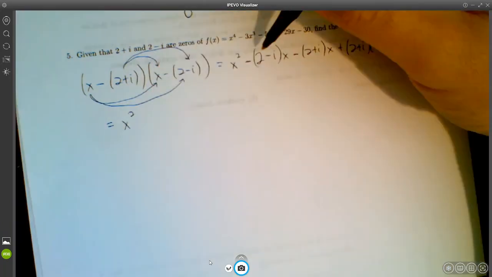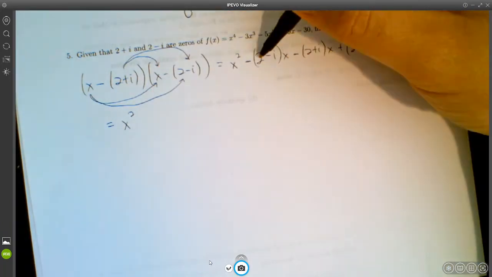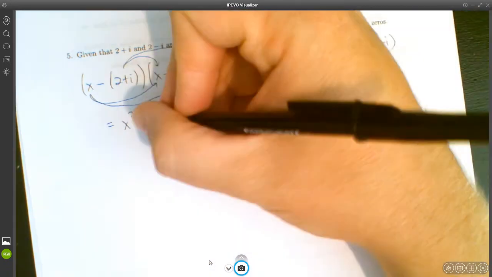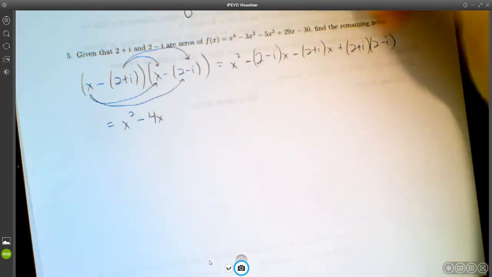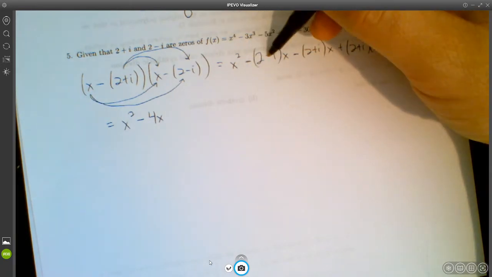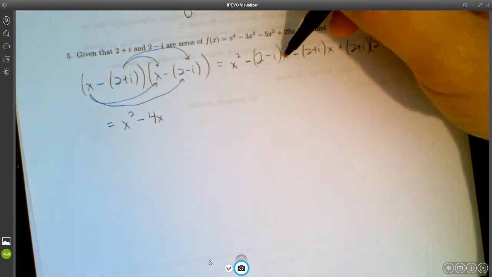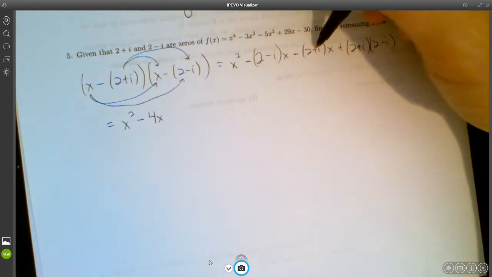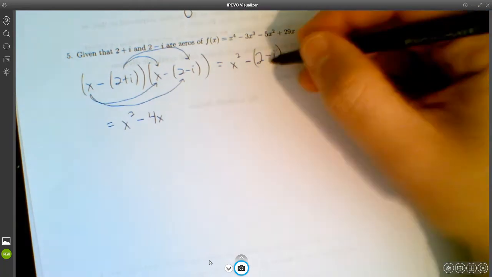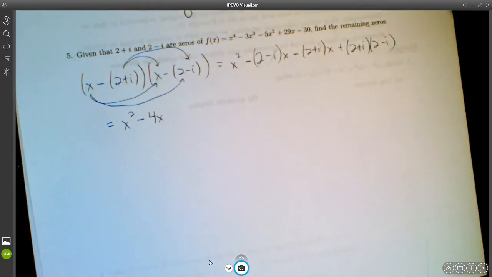But I've got an x squared. I'm going to have a negative 2x and a negative 2x. Those are going to combine to give me a negative 4x. When I distribute this negative sign, this is going to become a positive i. So I'm going to do a positive ix and then a negative ix. So those will cancel, right? The imaginary parts are going to cancel there. That's good.